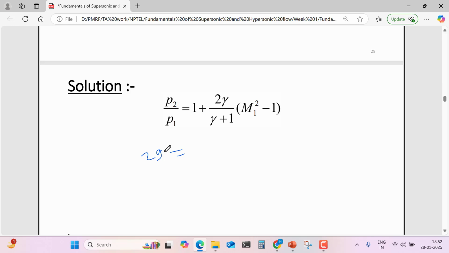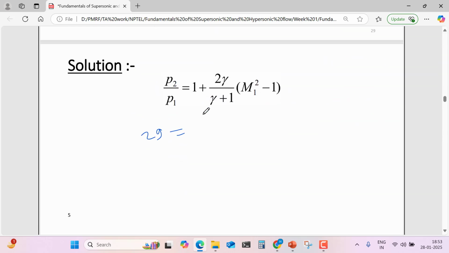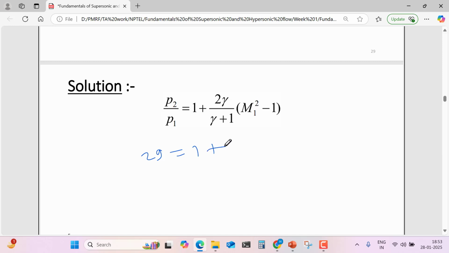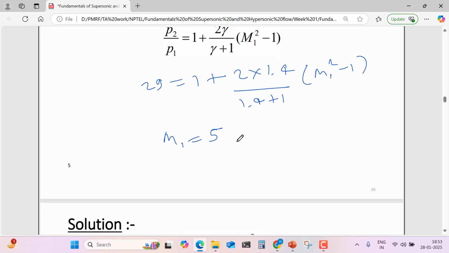Is there any doubt? No? Then we will put this P2 by P1 here, the gamma value is given as 1.4. We have to find M1 square minus 1. So if we use the calculator to find it, we will get M1 equal to 5. You can also solve it, you will get the same.